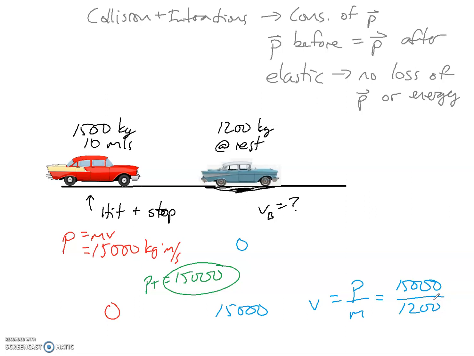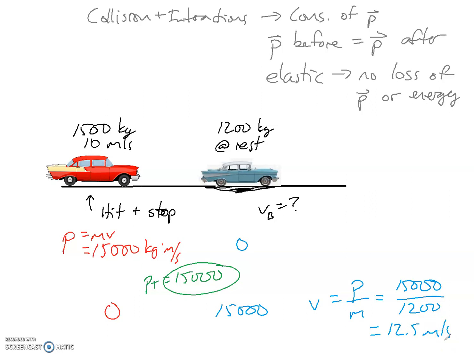And if we do the 15,000 and we divide it by the 1,200, it's a lighter car, so you know it has to be going faster than the red car was. It would go off at about 12.5 meters per second, and that's it. So this is a lot easier.